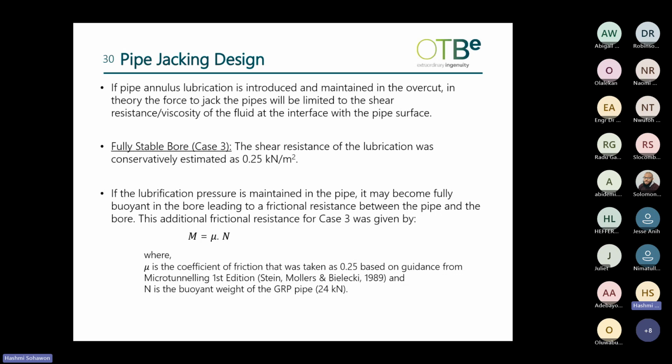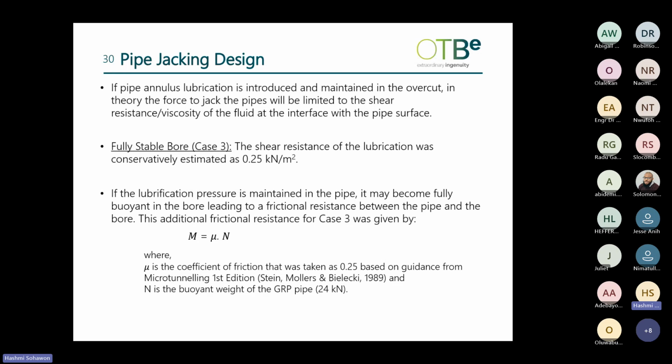But there's one more thing to consider, especially for GRP pipes, because these are fairly light pipes compared to the traditional ones. So they will literally float in this lubricant when they are placed into the excavated tunnel. So it will probably become fully buoyant in the bore, and this will lead to an additional frictional resistance between the pipe and the bore.